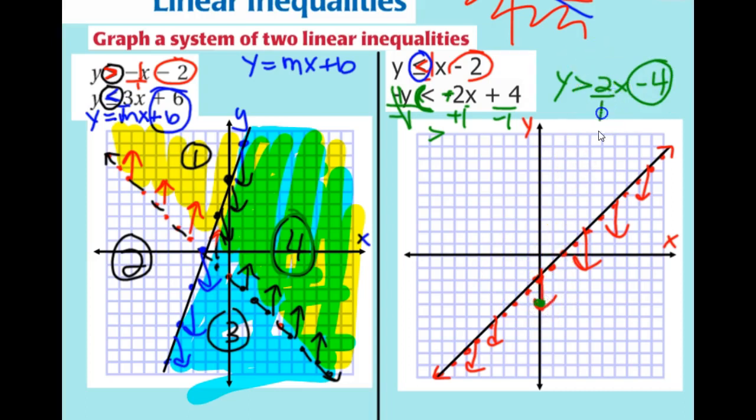And our slope is 2 over 1. So rise 2, 1 to the right. Up 2, 1 to the right. 1, 2, 1, 2. Or down 2, 1 to the left.